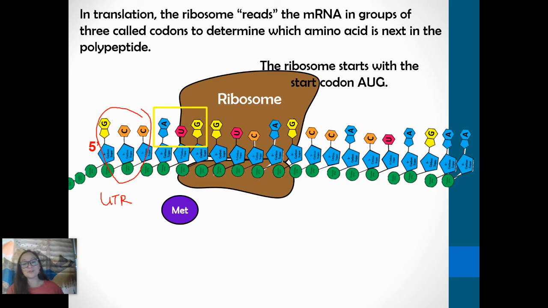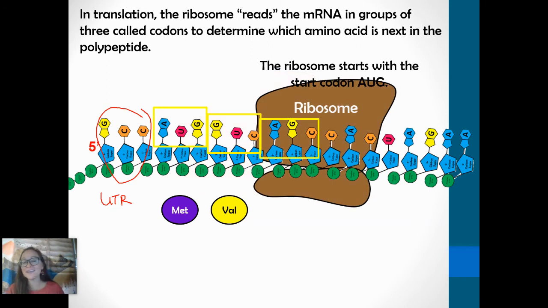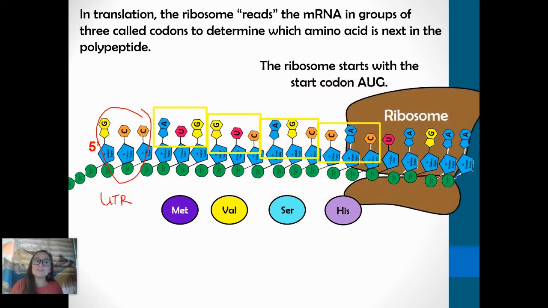And so as the ribosome moves down, the next codon, GUC, codes for the amino acid valine. And then the next codon, AGC, codes for serine. And then CAC codes for histidine. And then eventually you get to a codon that says stop. Hey, the protein is done. Because if we remember, proteins are made of amino acids.